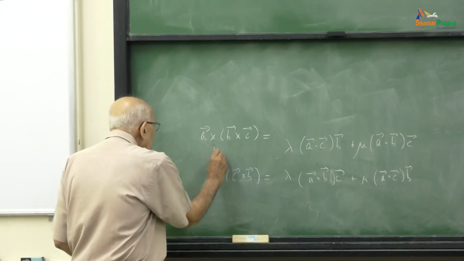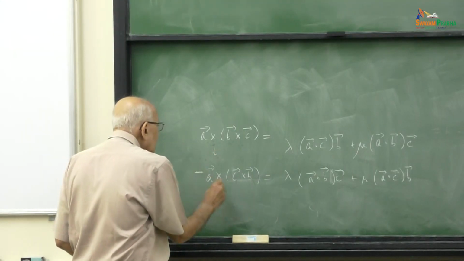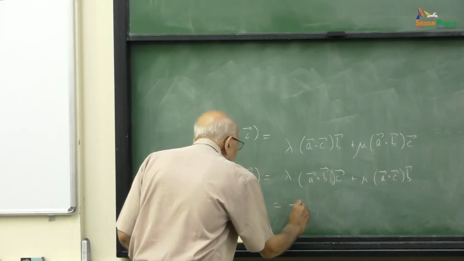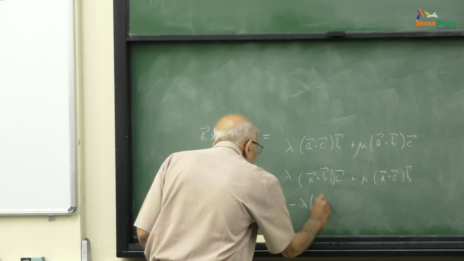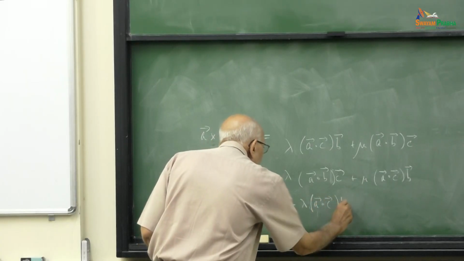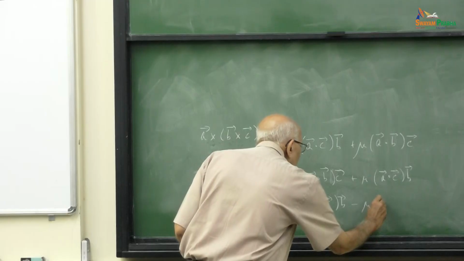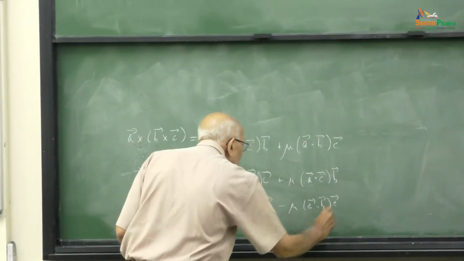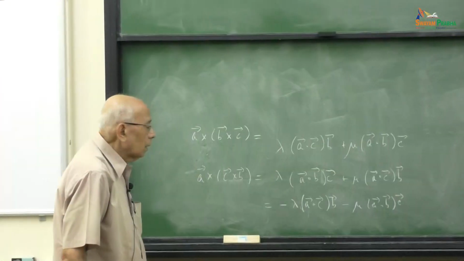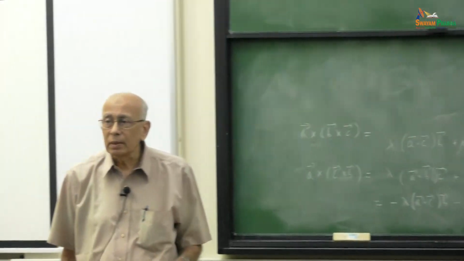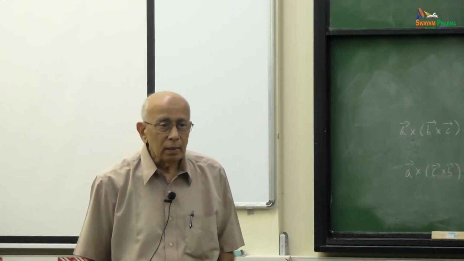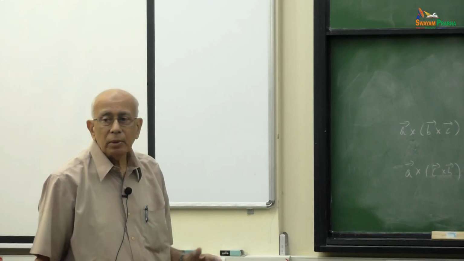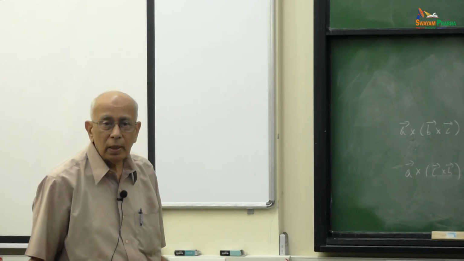But this guy is minus this original number. So this must be equal to minus lambda times A dot C B minus mu times A dot B C. This must be true for any vectors A, B, and C as an identity. What can we say about lambda and mu? Lambda must be minus mu. That's all you can have.